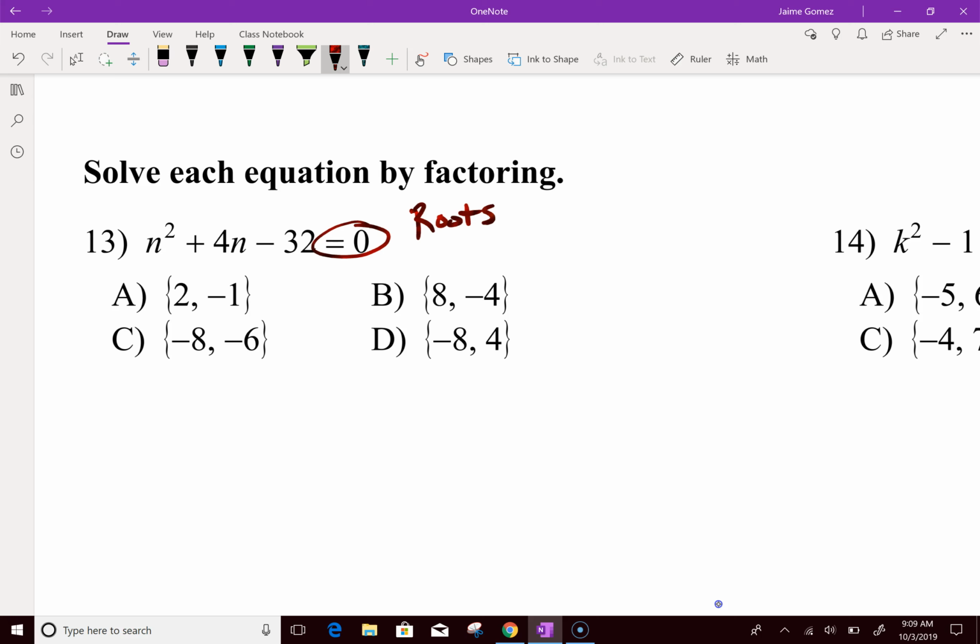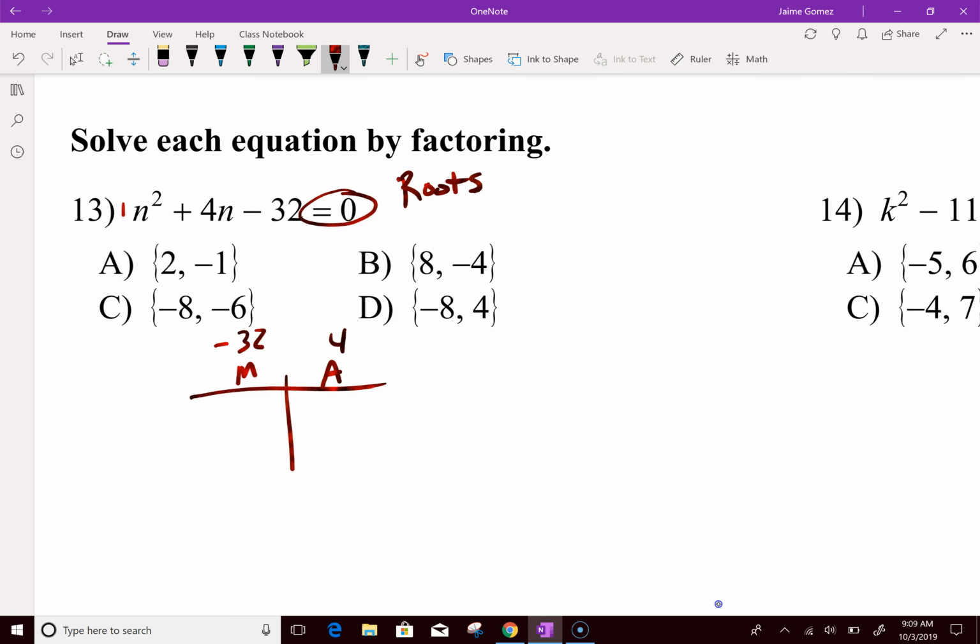So then there's a 1 in the front, so it's easy factoring. Just make your little table here. Multiply and add. This is negative 32. This is 4. Two numbers are multiplied to give me negative 32, but add to give me 4. Something with 8 and 4.